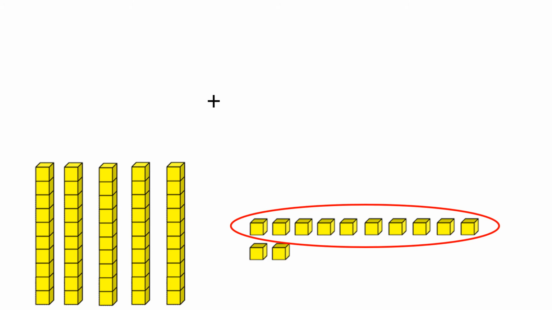So there are my 10 ones. So I've got 5 tens here, or 50, and another 10 here. And 5 tens add another 10 is 60. And then I have 2 ones here, 62. You could have also done this as 50, add 12, and you would have still got 62.